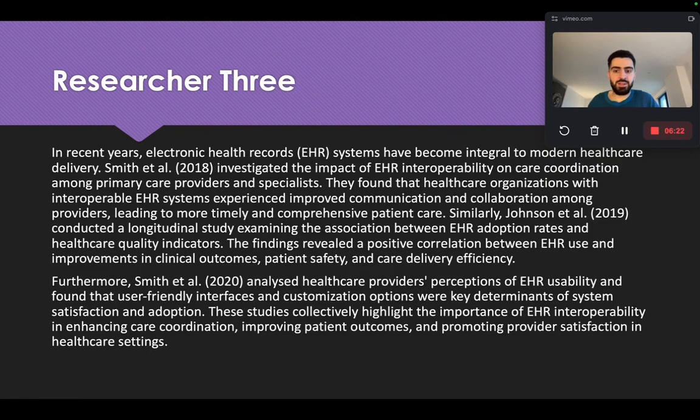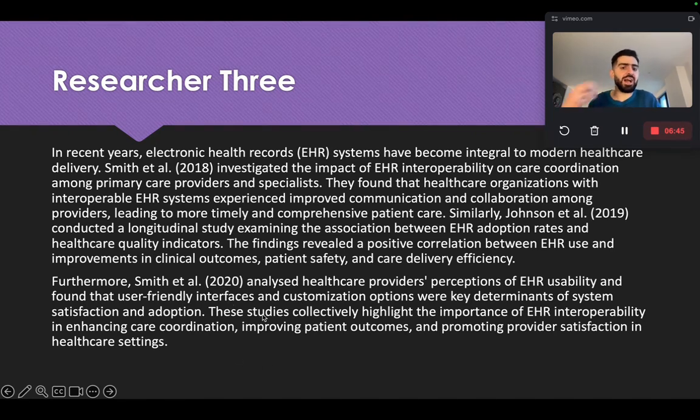So if you look back, they didn't just say, well, Smith et al. investigated the impact of electronic health records and then straight away moved to the next study. No, they're mentioning what they found. And then they're saying, similarly, Johnson et al. conducted a longitudinal study and this is what they found. And then they're linking it. The findings revealed a positive correlation. And then when they mention the third study, they add their own insights.